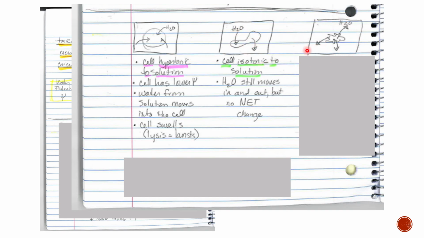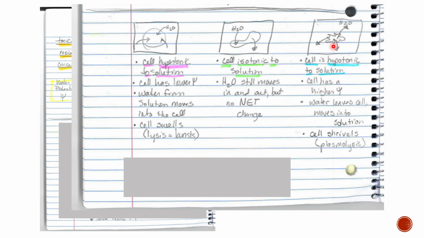Finally, I have this cell over here, and we have water that's moving out of the cell. So this would be like my example cell that I did after you guys did your dialysis tubing cells. The cell is hypotonic to the solution. The cell has a higher water potential.